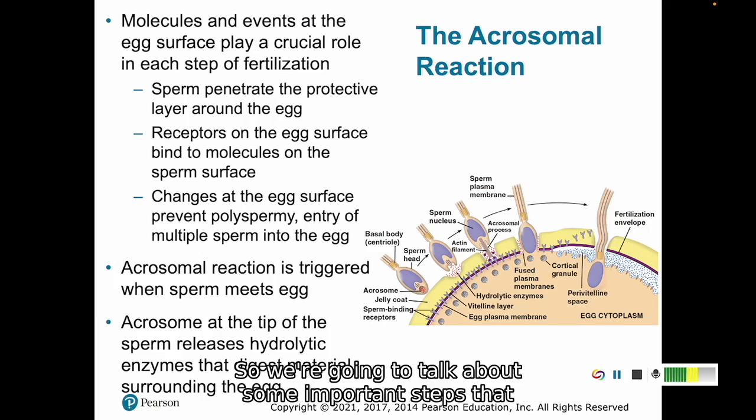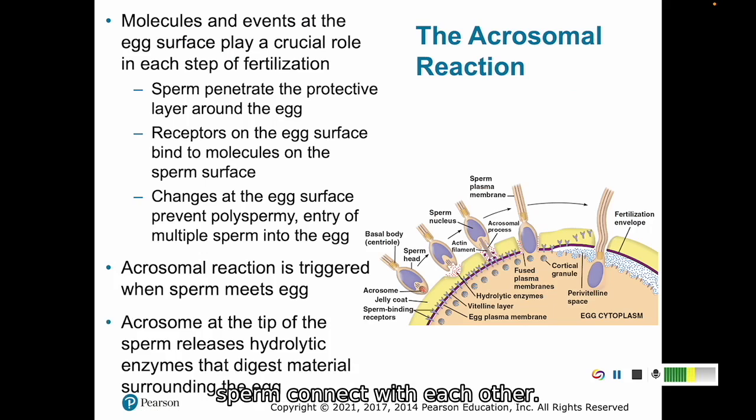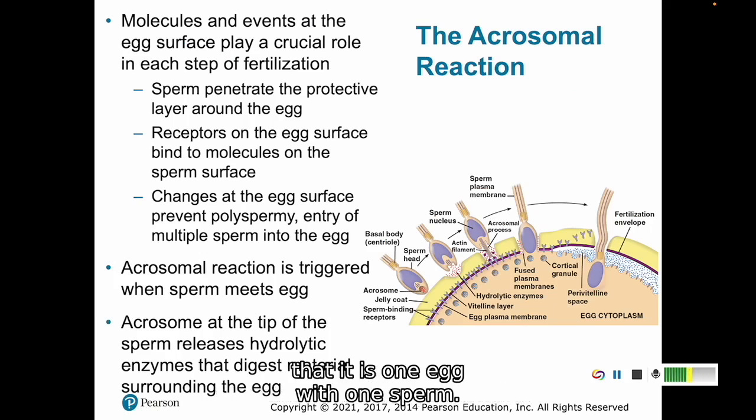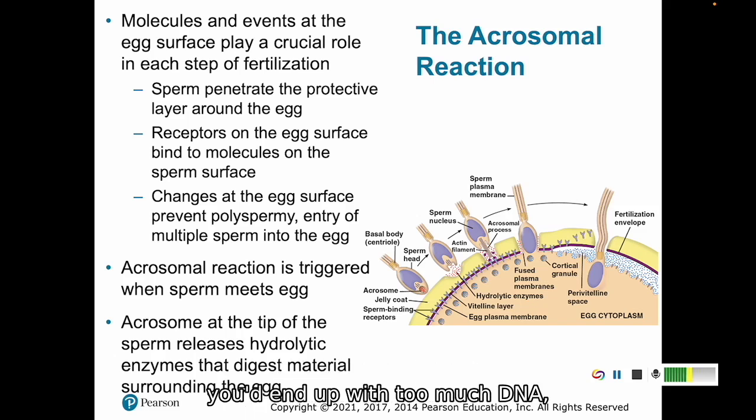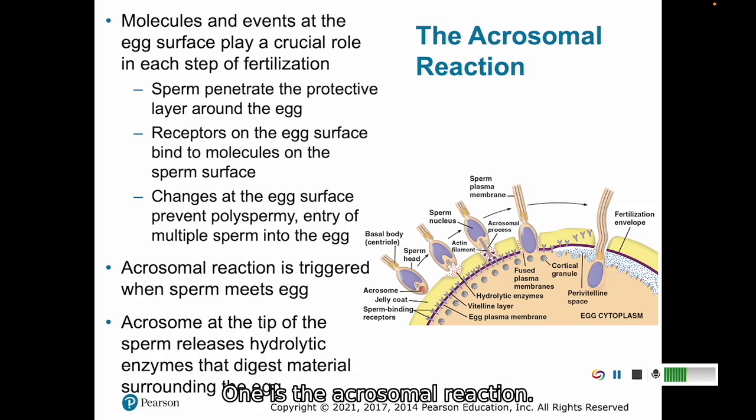So we're going to talk about some important steps that happen to allow fertilization to occur. To have fertilization, you have to have an egg and a sperm connect with each other. But it's also important that it is one egg with one sperm. If you have a bunch of sperm getting in, you'd end up with too much DNA, which is going to cause defects and likely even embryonic death. So we're going to talk about 2 types of reactions. One is the acrosomal reaction.